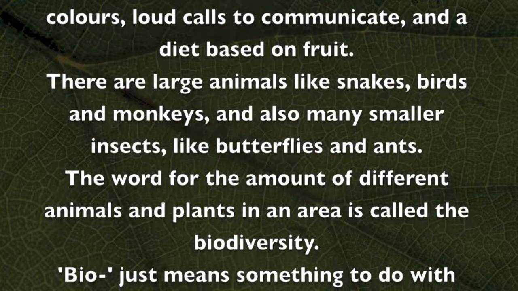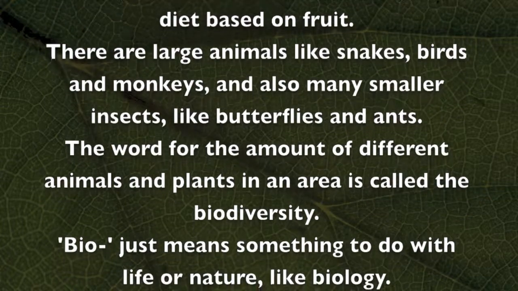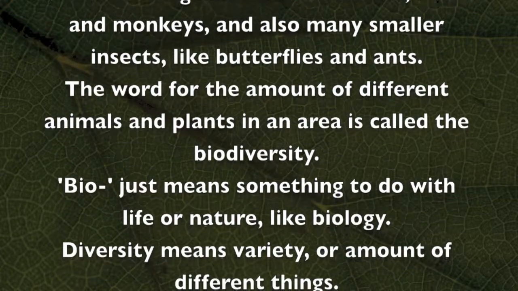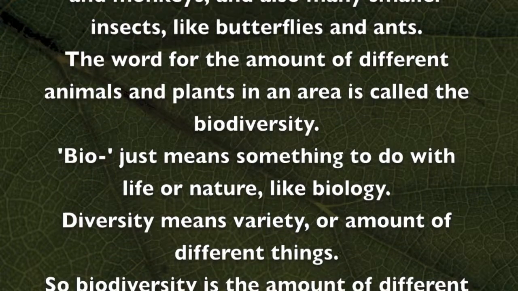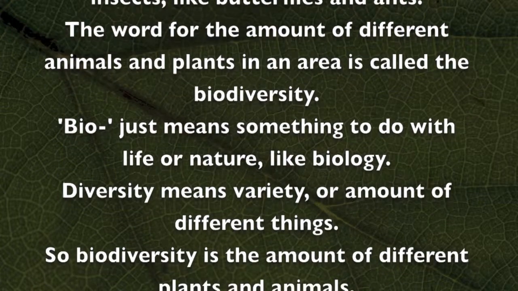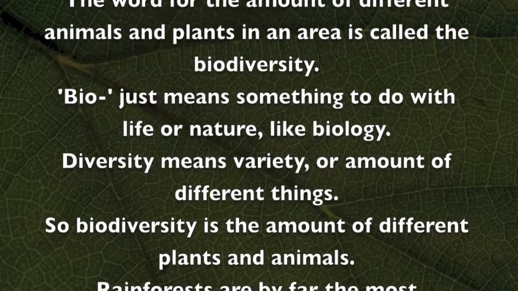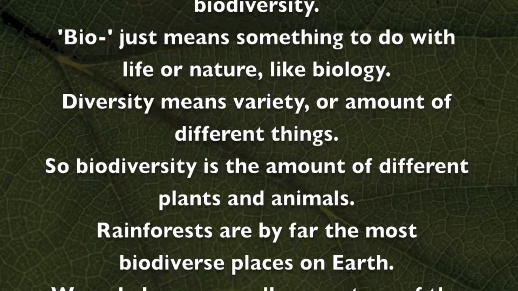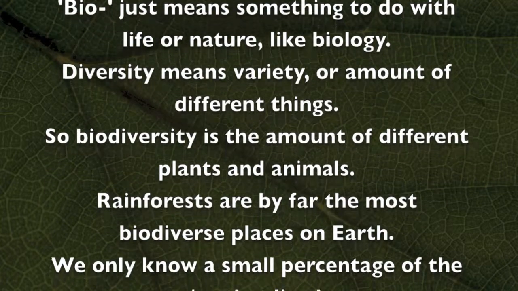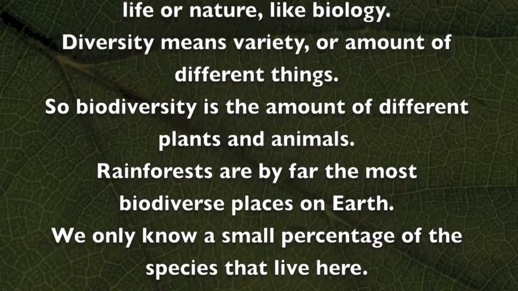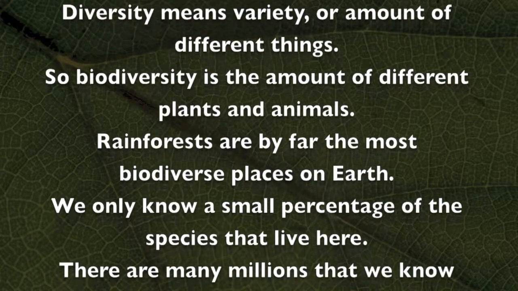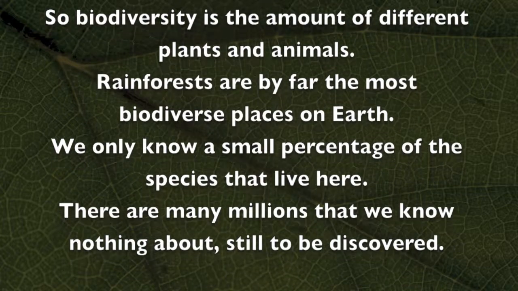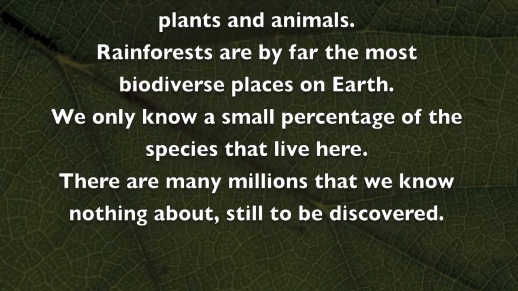The word for the amount of different animals and plants in an area is called the biodiversity. Bio just means something to do with life or nature, like biology. Diversity means variety or amount of different things. So biodiversity is the amount of different plants and animals. Rainforests are by far the most biodiverse places on Earth. We only know a small percentage of the species that live here. There are many millions that we know nothing about, still to be discovered.